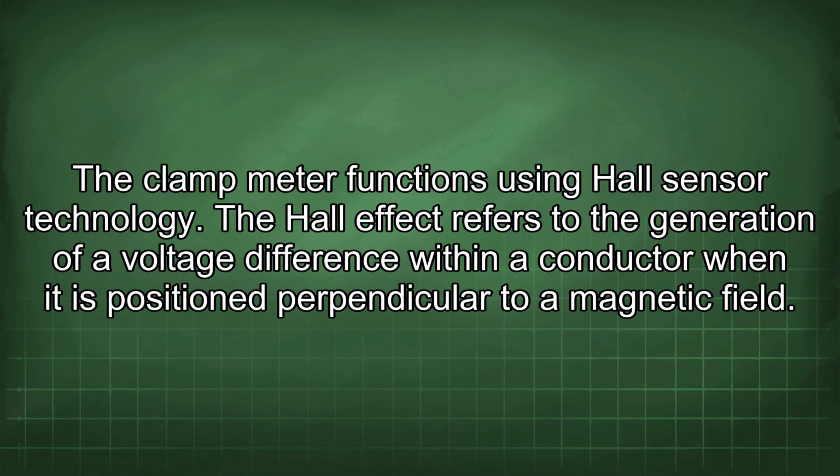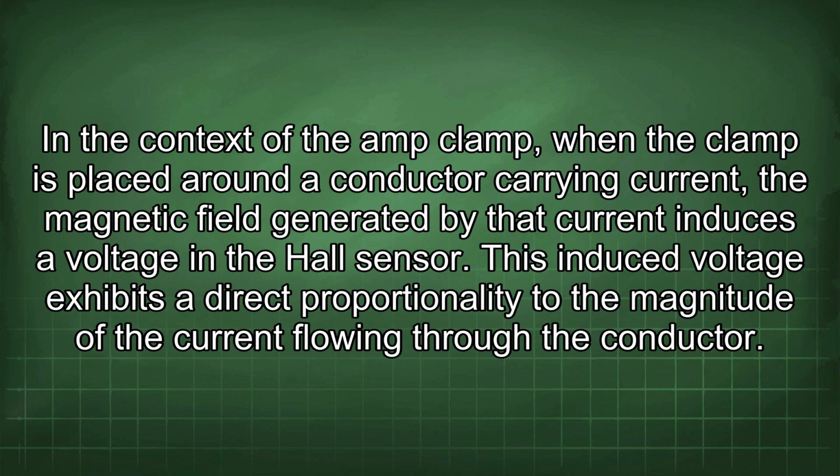Clamp meter functions using Hall sensor technology. The Hall effect refers to the generation of a voltage difference within a conductor when it is positioned perpendicular to a magnetic field. In the context of the amp clamp, when the clamp is placed around a conductor carrying current, a magnetic field generated by the current induces a voltage in the Hall sensor. This induced voltage exhibits a direct proportionality to the magnitude of the current flowing through the conductor.